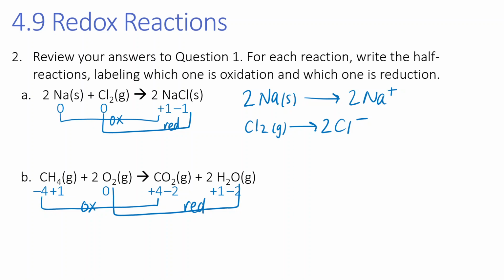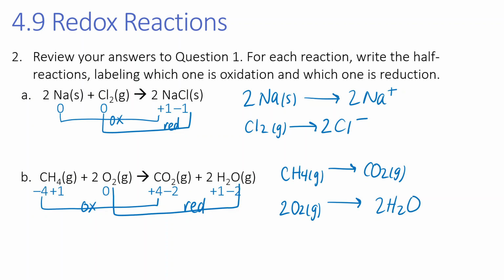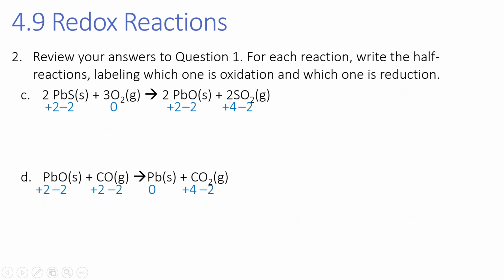So I'm going to go ahead and split this up into my two half reactions. I have CH4 gas becoming CO2 gas, and I have my 2O2 gas becoming 2H2O. So we've split this into our half reactions. We have our oxidation, that's going to be the methane to carbon dioxide, and oxygen to water is going to be my reduction. So go ahead and pause this video and work through C and D, and then return here whenever you're ready to check your work.